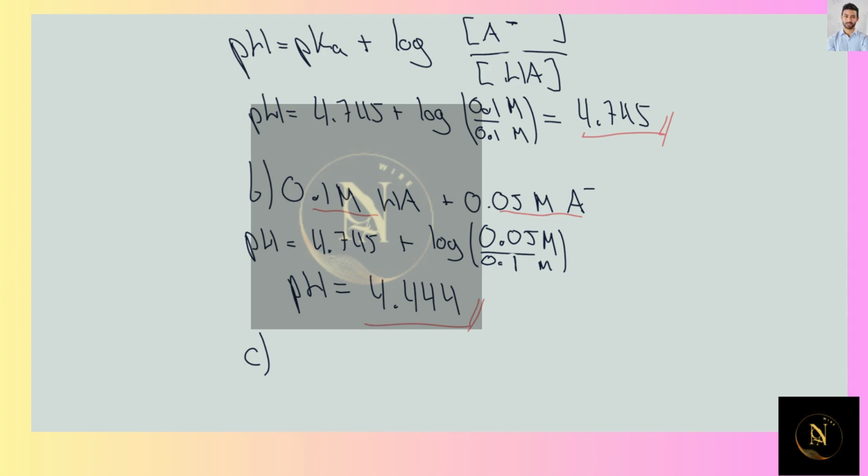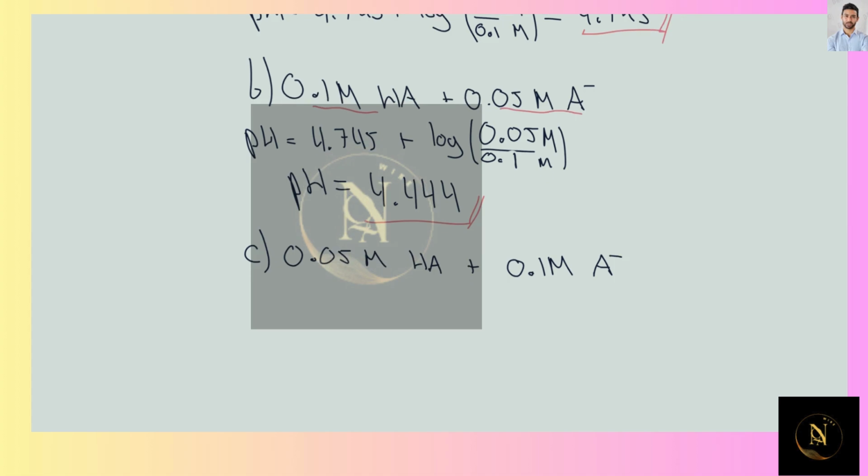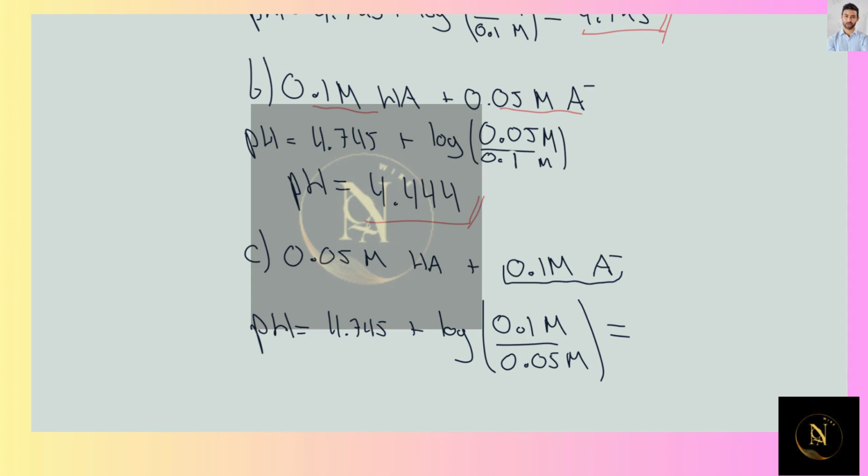And finally, for solution C, we're going to have 0.05 molar of acetic acid plus 0.1 molar of the sodium acetate. So now we're going to get a more basic pH because we have more of the conjugate base. pH is going to be equal to 4.745 plus the logarithm of the concentrations. In this case, acetate is 0.1 molar divided by 0.05 molar of the acetic acid. This gives a value of pH of 5.046.